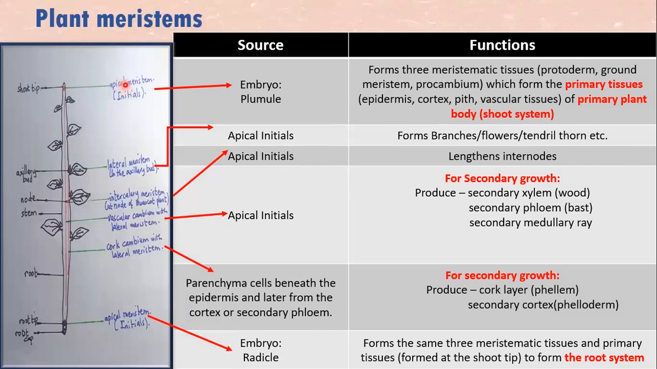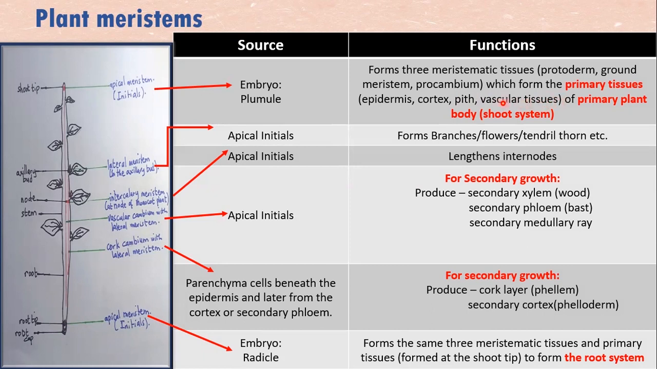Now, the apical meristem at the shoot tip has its source in the plumule of the seed. This forms three meristematic tissues: protoderm, ground meristem, and procambium, which form the primary tissues: epidermis, cortex, pith, and vascular tissues, the primary plant body, the shoot system. Please check the detail of how this happens in my lesson on plant tissues and how they are formed.